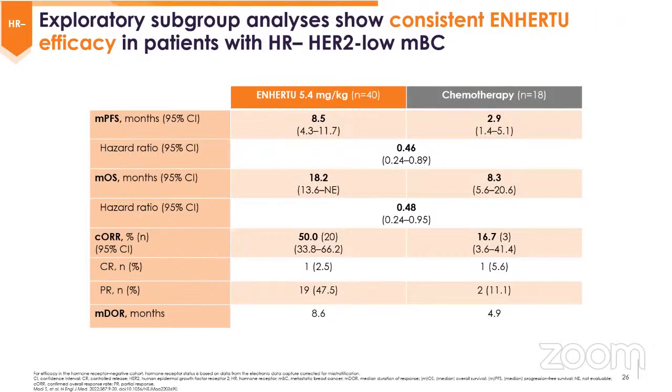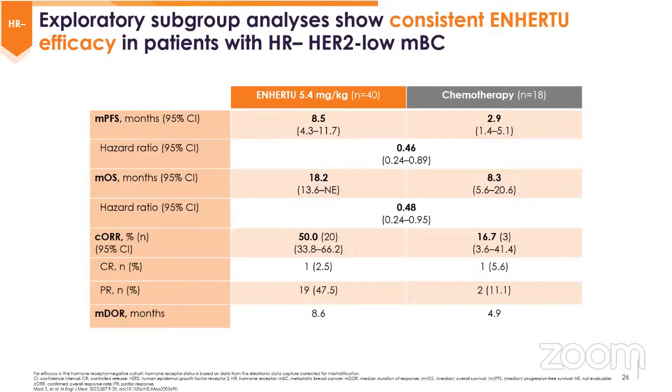So in the exploratory subgroup, in patients who are hormone receptor negative and HER2 negative, so essentially triple negative breast cancers, the median PFS was 8.5 months versus 2.9 months. So, as we had seen, almost triple the PFS, with a hazard ratio of 0.46. The median OS was also almost double in this population, and the overall response rate was triple. So NHER2 addition actually benefited the subgroup that was essentially triple negative in our current classification also.